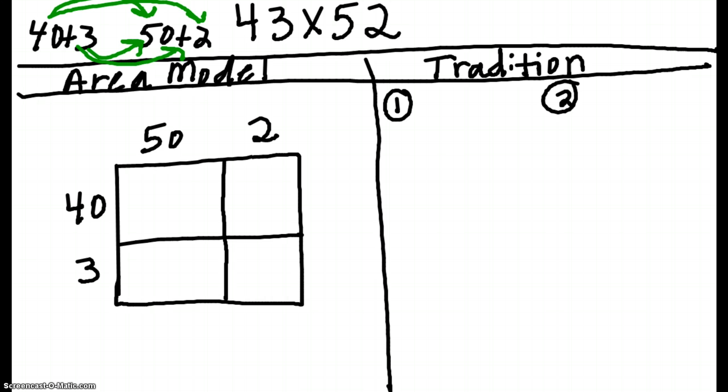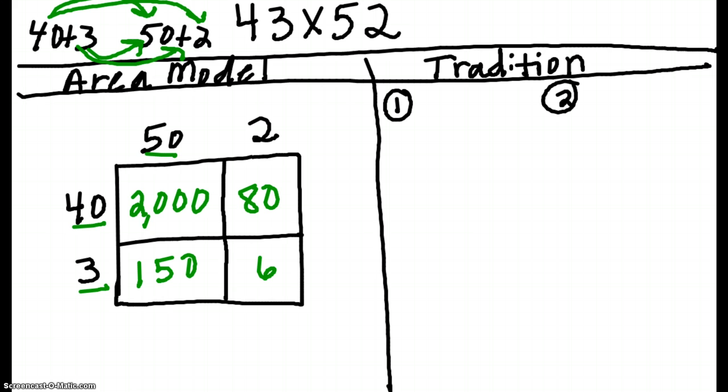The area model is a great way for them to visually see the distributive property in a much more organized way. And it connects to area. So 40 times 50, let's do that first, and we would get 2,000. 3 times 50 would be 150. 40 times 2 would be 80, and 3 times 2 is 6.